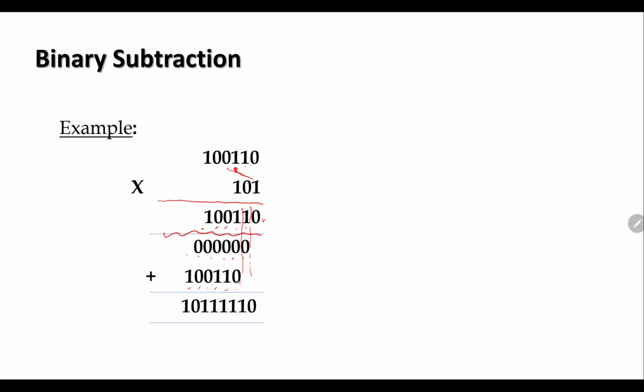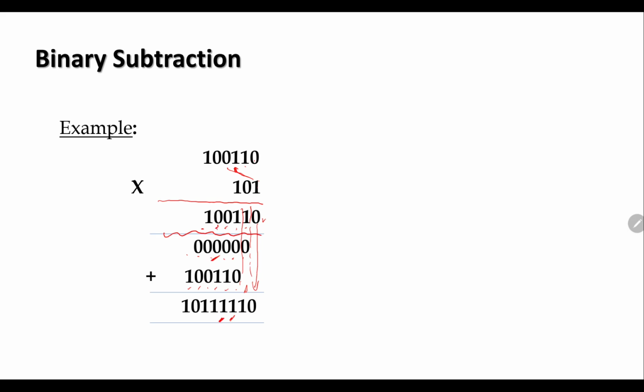So after you multiply, you need to add them. Remember the rules for addition? So 0, you put down 0 over here. 1 plus 0 is 1. 1 plus 0 is 1. 1 plus 0 is 1. 0 plus 0 is 0. 0 plus 0 plus 0 is 0. 0 plus 1 is 1.